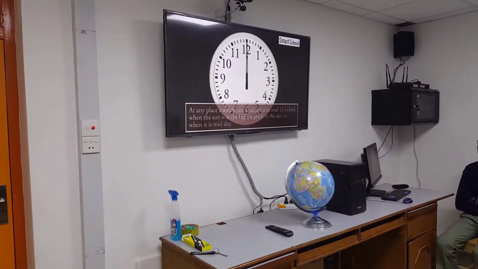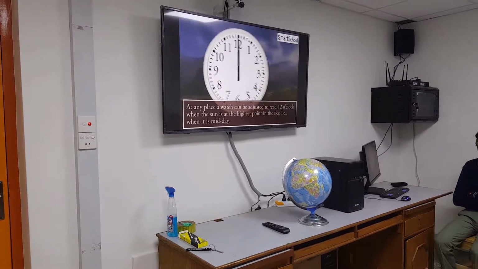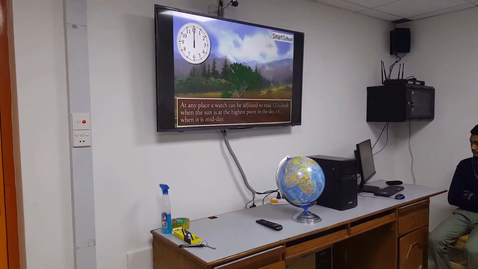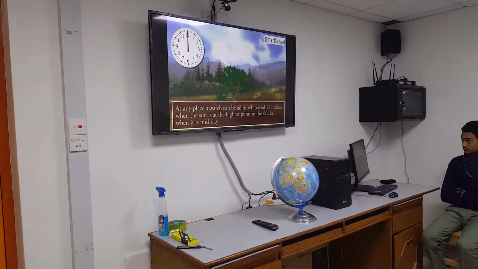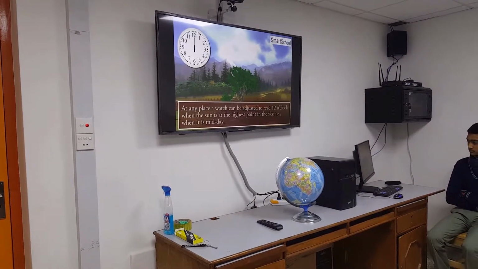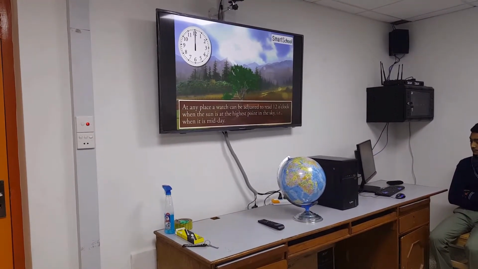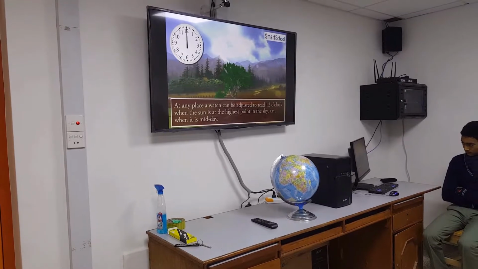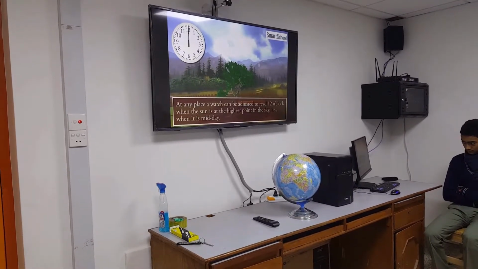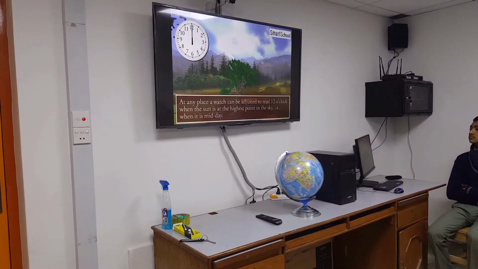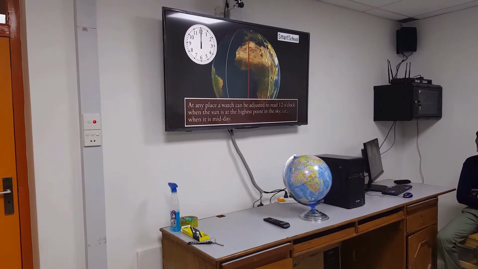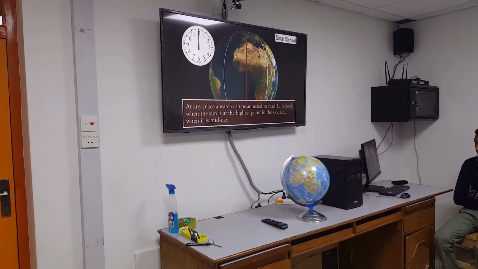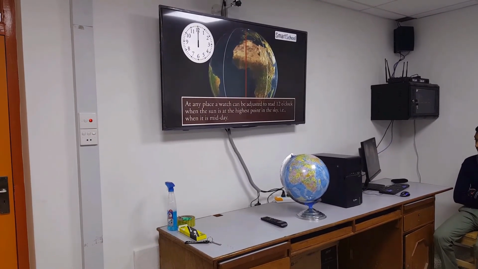At any place, a watch can be adjusted to read 12 o'clock when the sun is at the highest point in the sky, that is, when it is midday. The time shown by such a watch will give the local time for that place. You can see that all the places on a given meridian of longitude have the same local time.